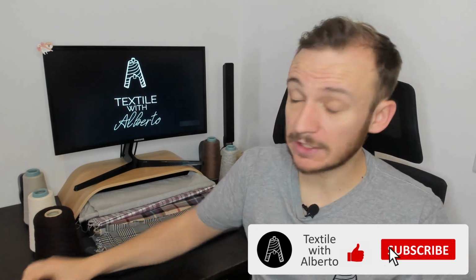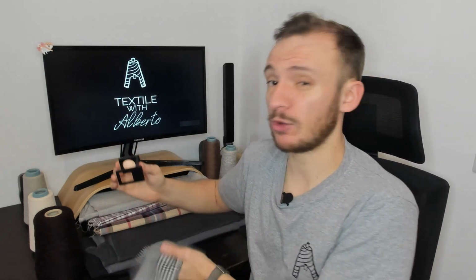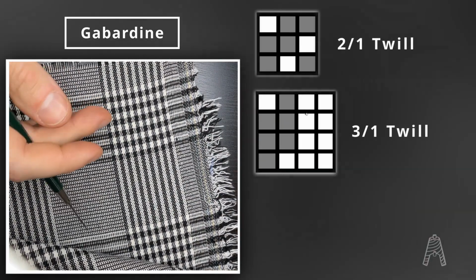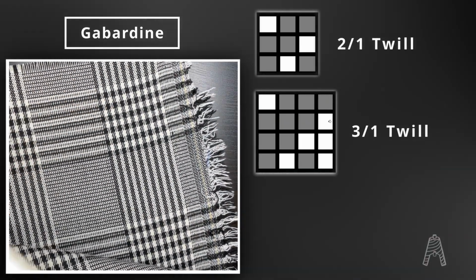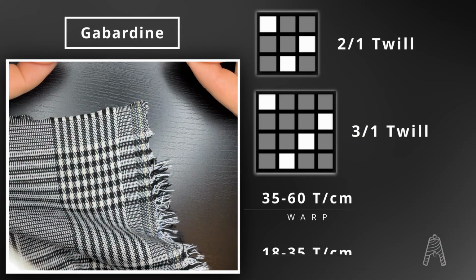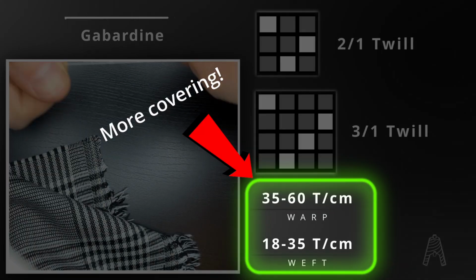In fact, if we take a look at the gabardine through our fantastic linen tester, we can clearly see the properties of gabardine. Let's have a look. Weaving pattern is a twill, normally 2-1 or 3-1 twill. High density of yarns, lots of threads per inch, normally from 35 to 60 yarns per centimeter on the warp and from 18 to 35 yarns per centimeter on the weft. Warp yarns are generally more than weft yarns for more covering and compactness.